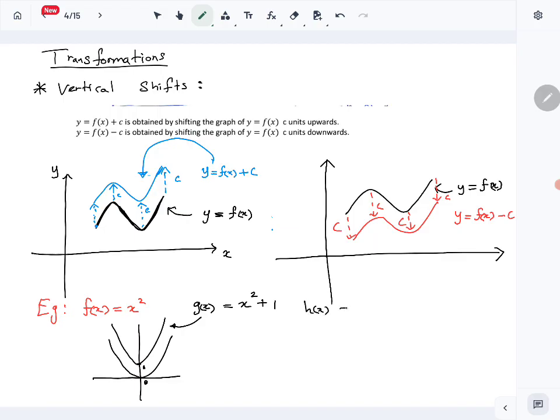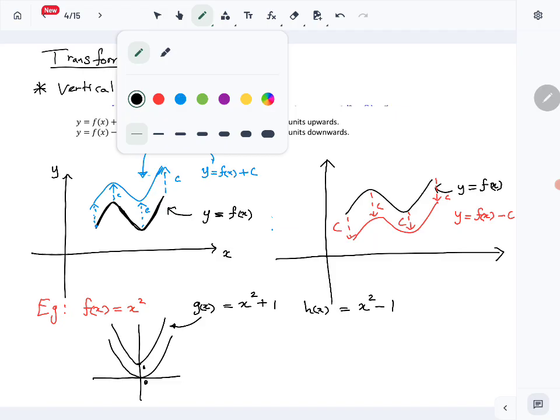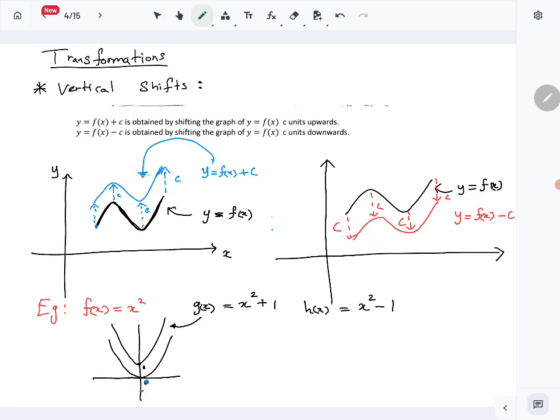And let's say h(x) is x squared minus 1. So then what happens? It's like this second curve. You have to go down by 1 unit from this parent curve. So now it will start at minus 1, the vertex. Shape doesn't change. So this is h(x). So that is how you do vertical shifts, up or down. If it is plus c, go up. If it is minus c, go down. Right.